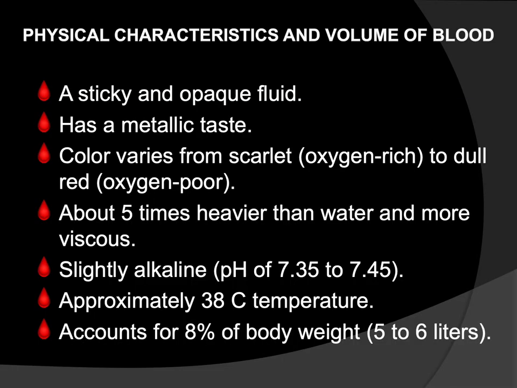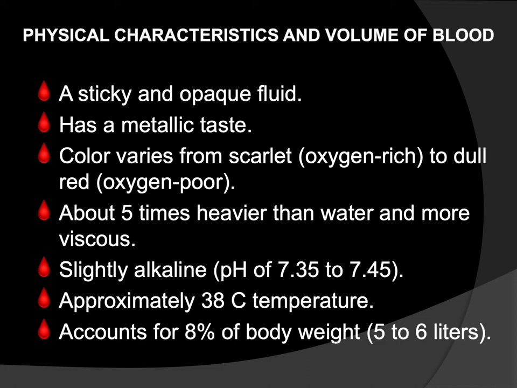What now are the physical characteristics and volume of blood? It's a fluid that is sticky and opaque. It has a metallic taste, in case you ever tasted your blood before. Next is its color, which depends on how much oxygen it carries. If it is scarlet or bright red, the blood is oxygen rich. If it is dull red, it's oxygen poor.